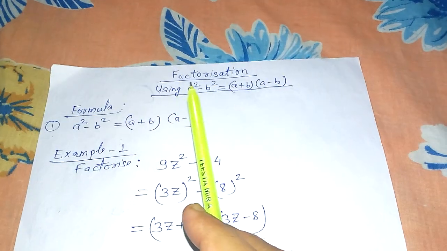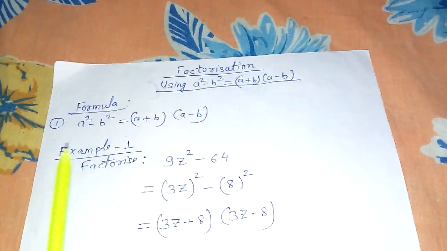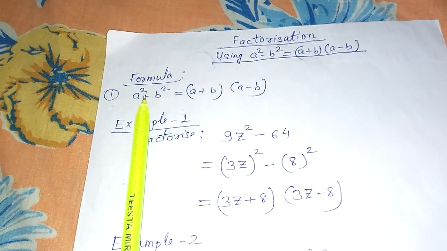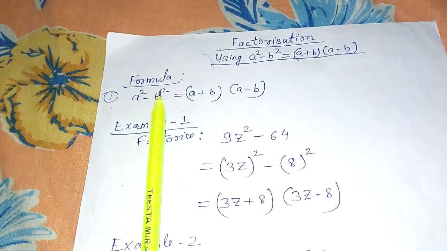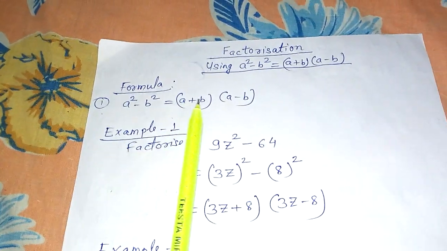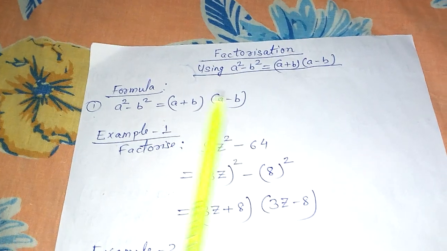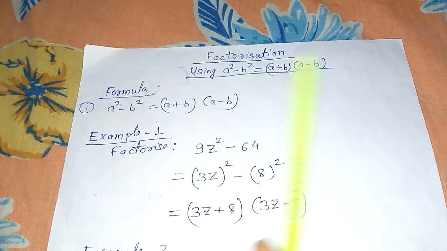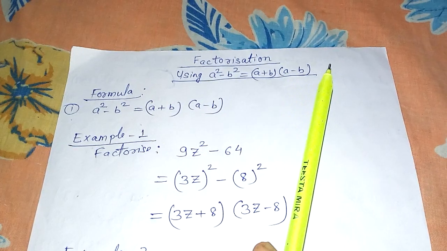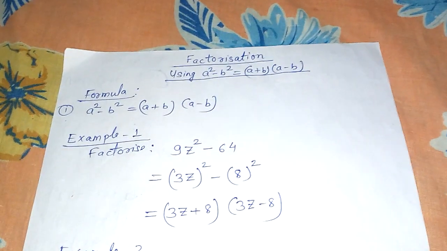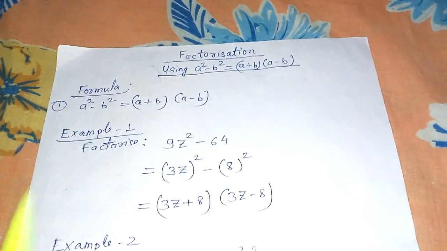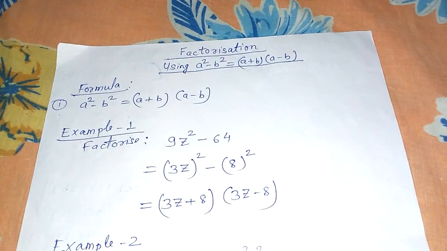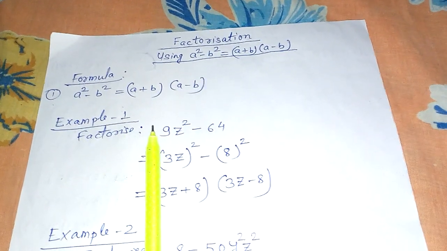The chapter's name is factorization, and today we will do factorization by using the formula a square minus b square equal to a plus b into a minus b. Last time we did factorization by using the formula of middle term splitting, but today we will do it by using the formula a square minus b square. Let us come to example 1.